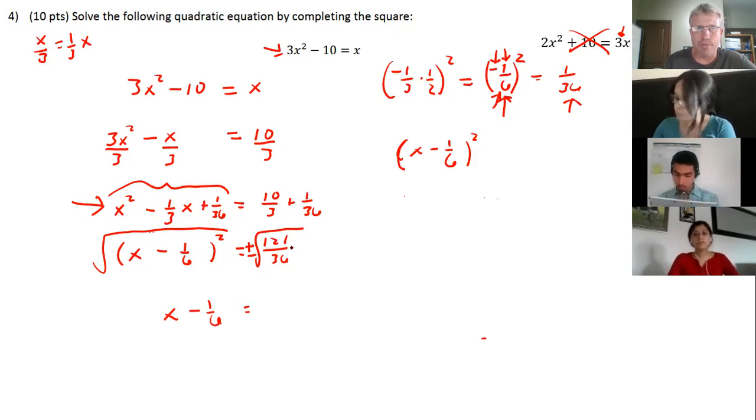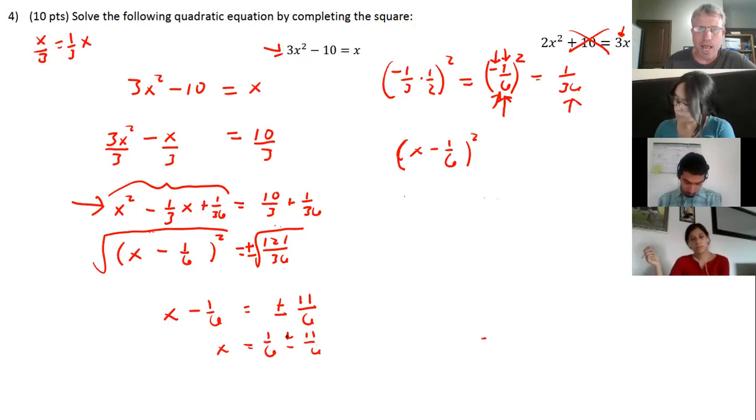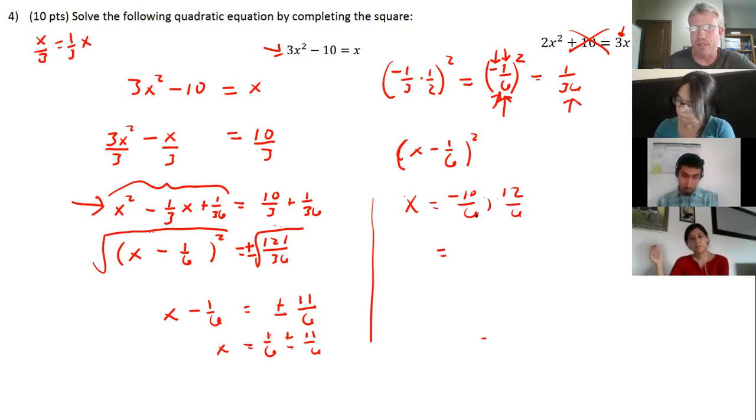And then you've got to simplify this. So you're going to get plus or minus the square root of 121 is 11 and the square root of 36 is 6. And then you add your 1/6 to both sides. And then if you can, you keep going. So we get 1 minus 11 is negative 10 over 6, comma, and then we get 1 plus 11 is 12 over 6. There's the two numbers popping out, and then simplify if you can. That's negative 5/3 and 2.